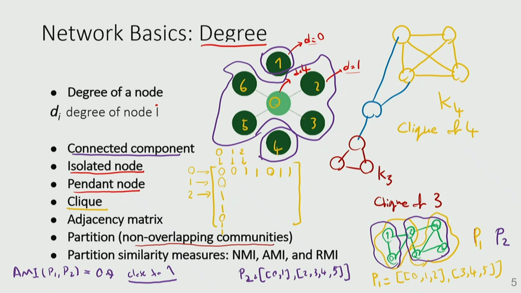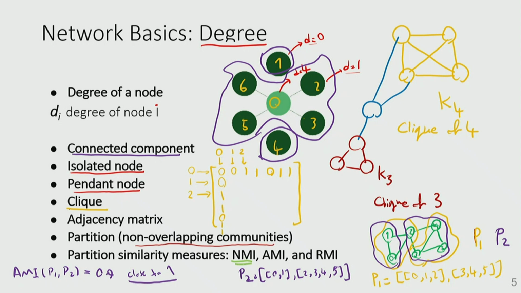So these similarity measures are not just about network clustering. If you're solving a normal clustering problem, a problem that you would solve with k-means, and you find two different clusterings for the same data, and you want to see how similar the two solutions are, you can use the same measures: NMI, AMI, and RMI. NMI is the commonly used method. This has been around for maybe 20 years, and it has some issues.